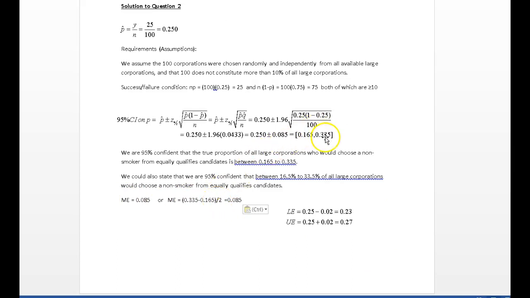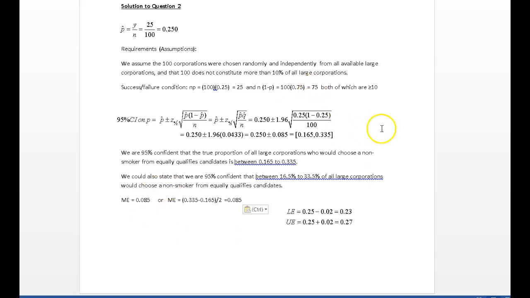Our interval runs from 0.335 to 0.165. Find the difference between those two numbers, divide by 2, and there it is, but that corresponds to this number you should have calculated right here. Okay, so there's that. Ignore this business right here for a moment.